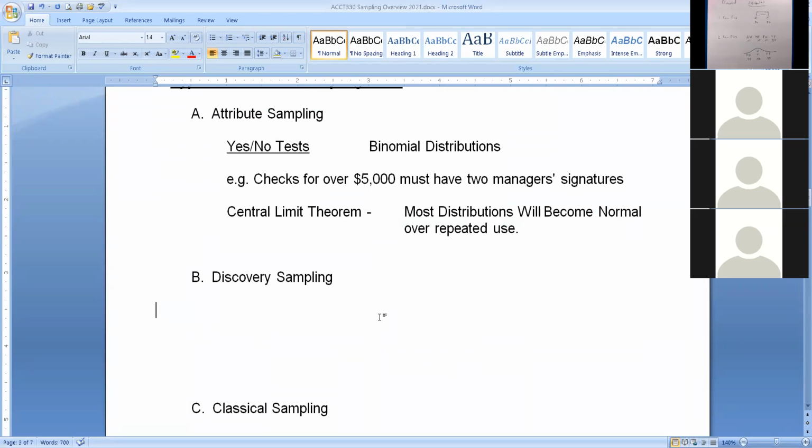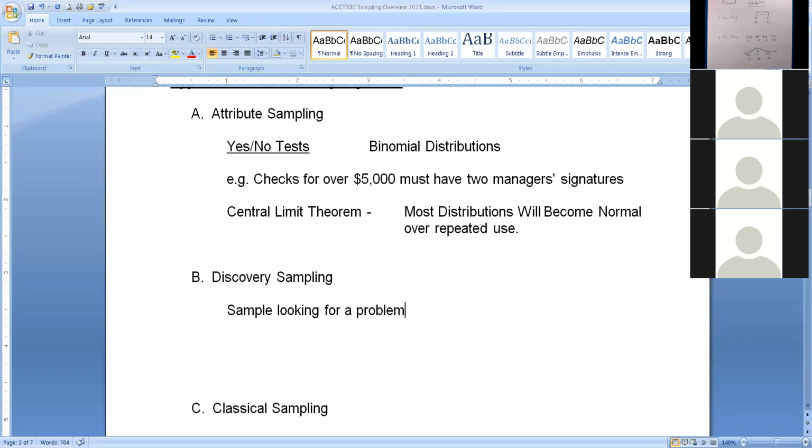Discovery sampling is when you sample looking for a problem. Looking for a problem is a bad way to say it. Yeah, I don't want to say it.